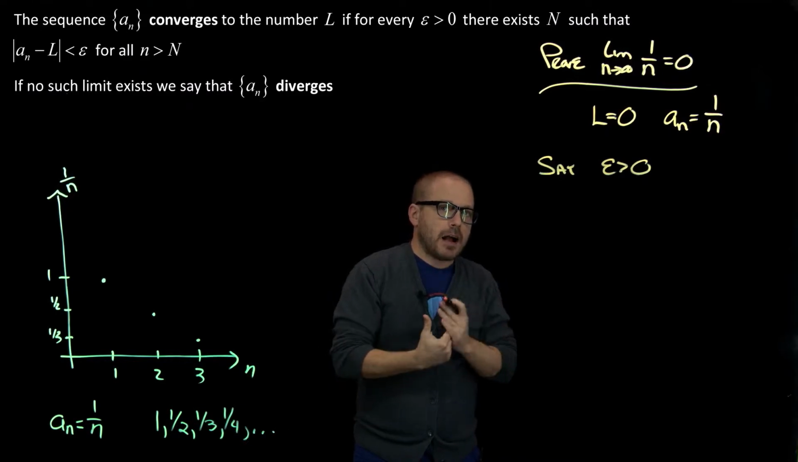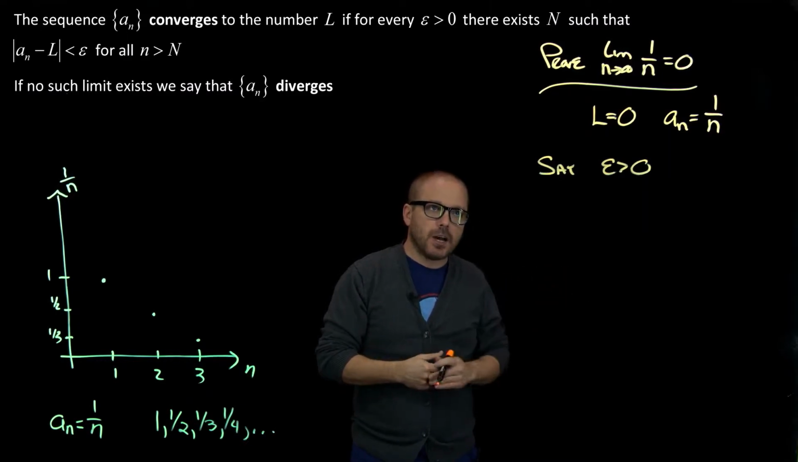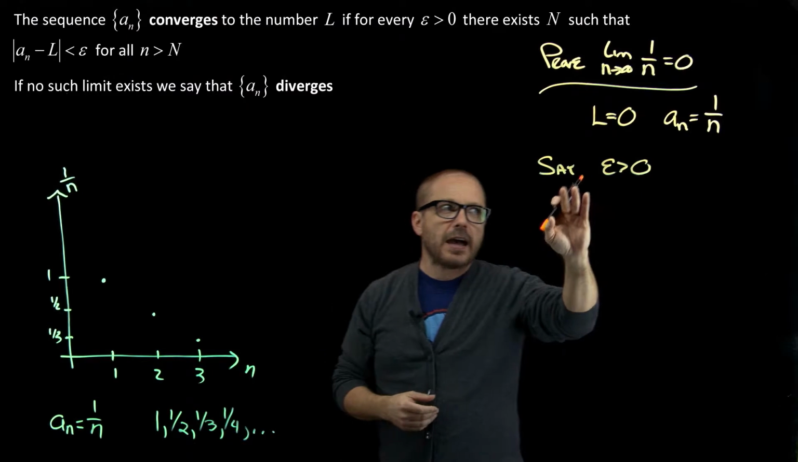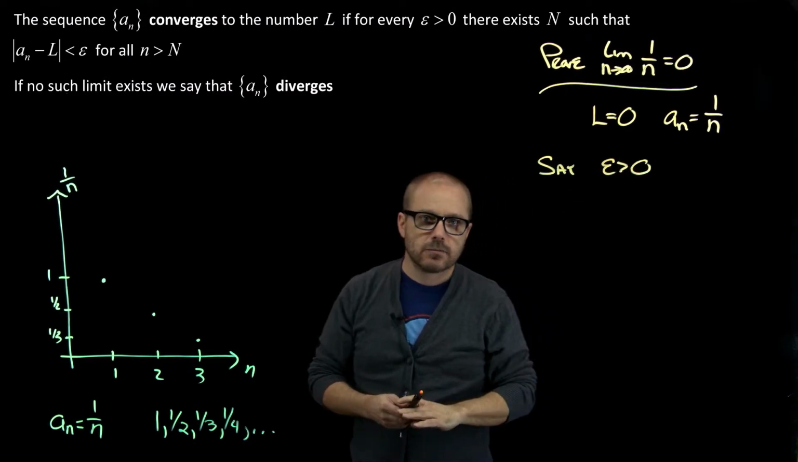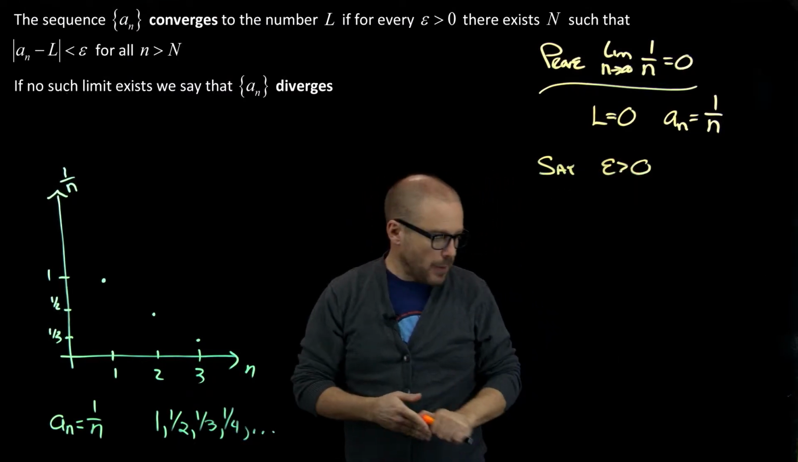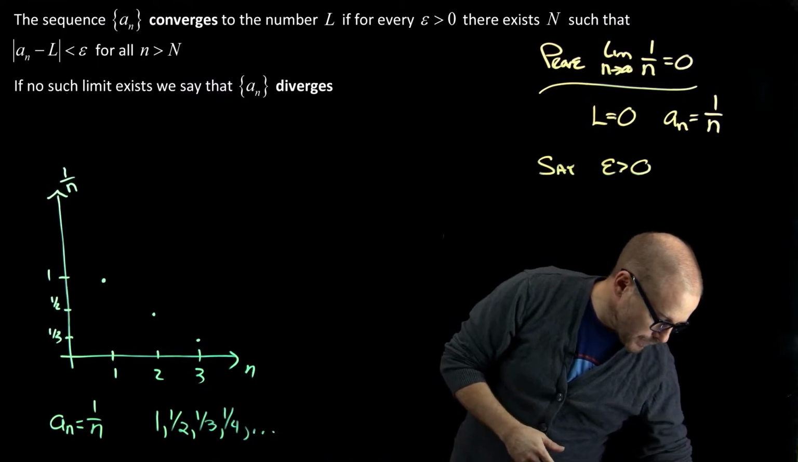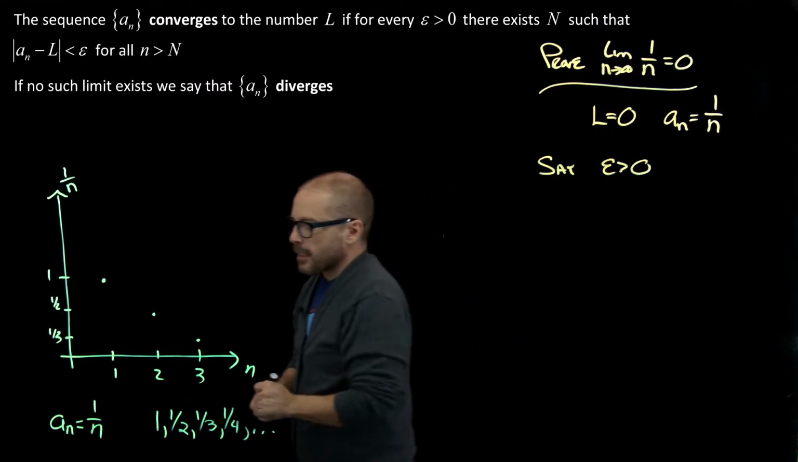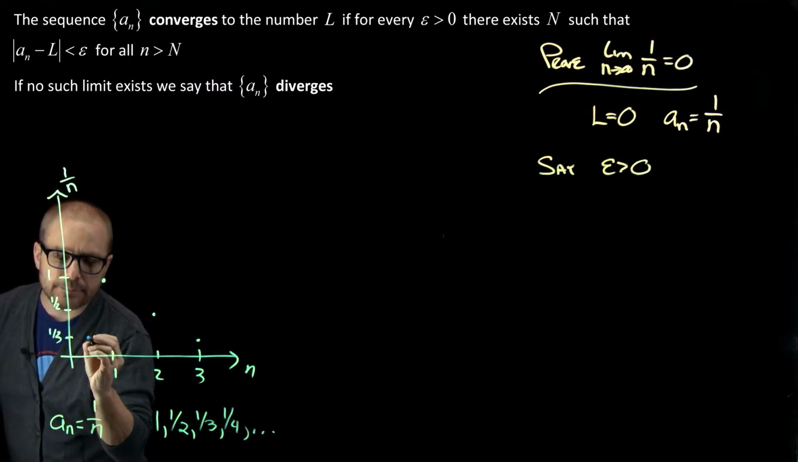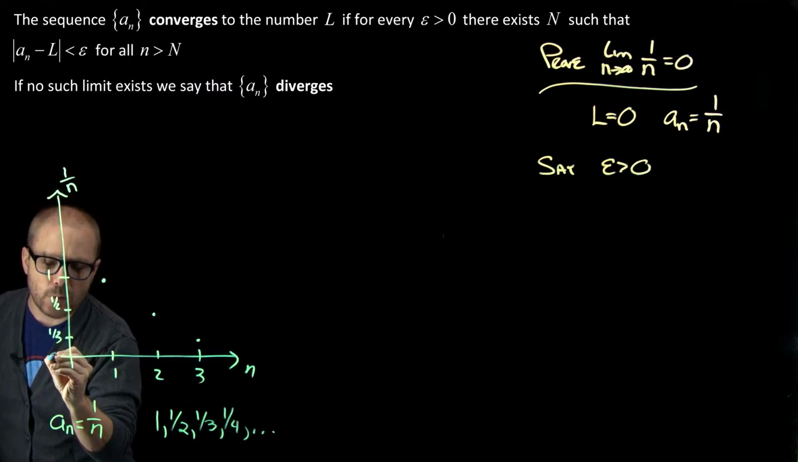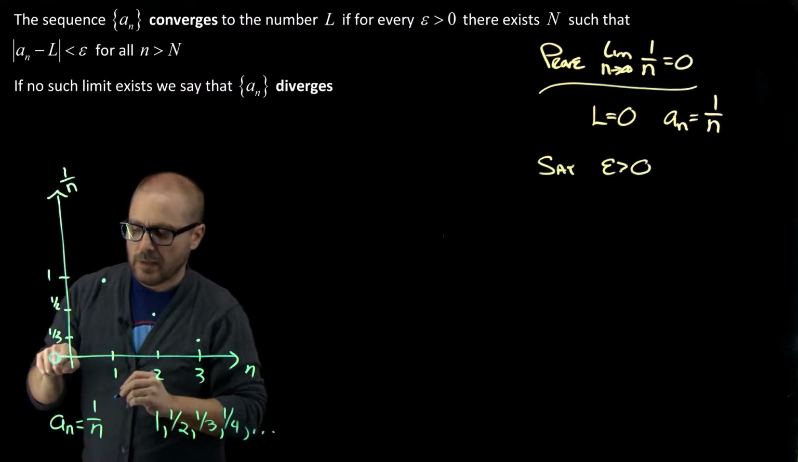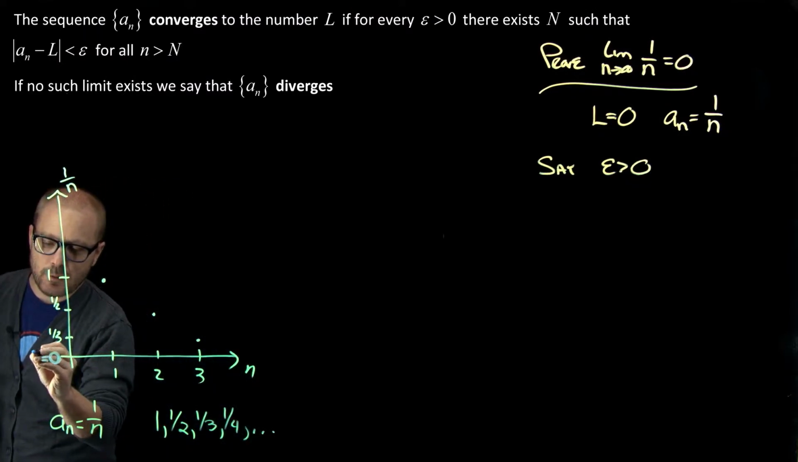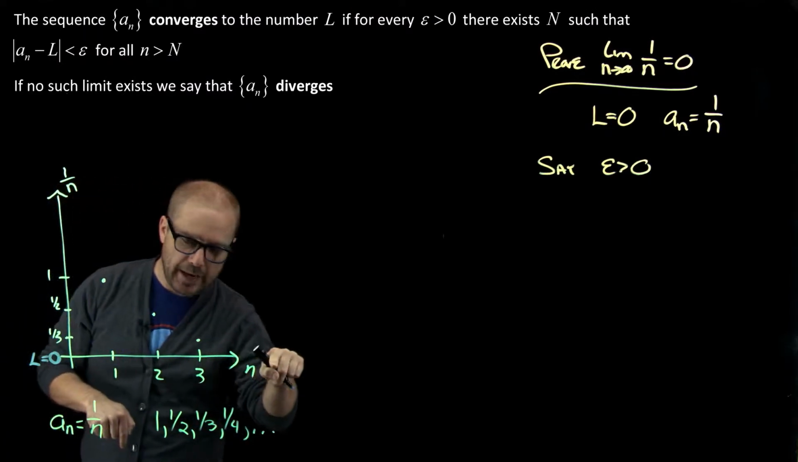I want to figure out how far out in my list I have to go before I'm that close, that distance from 0. So you can think of the epsilon as a boundary here. You pick some epsilon. That's going to be some distance from your limit. In this case, we're going to prove that the limit is 0, that it's this axis.